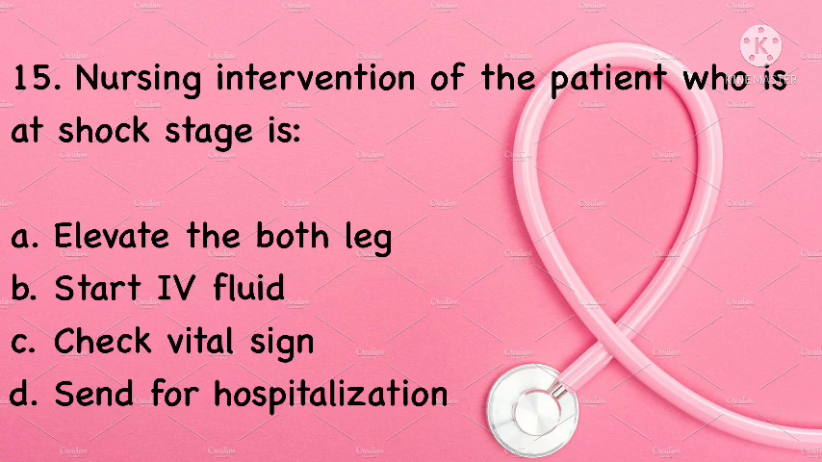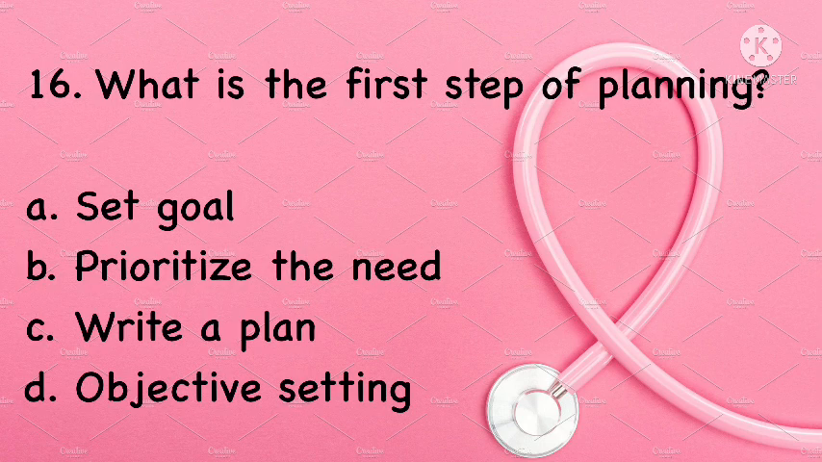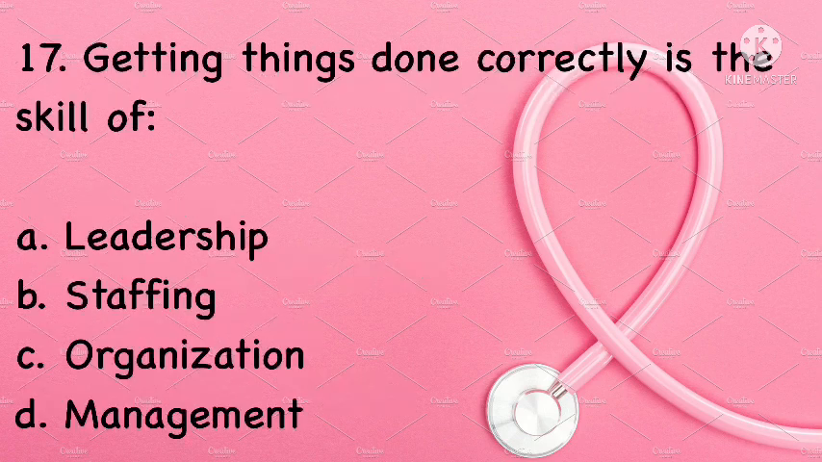Nursing intervention of the patient who is at shock stage is: elevate both legs, start IV fluid, check vital signs, send for hospitalization. Correct answer is B. Start IV fluid. What is the first step of planning? Set goal, prioritize the need, write a plan, objective setting. Correct answer is B. Prioritize the need.